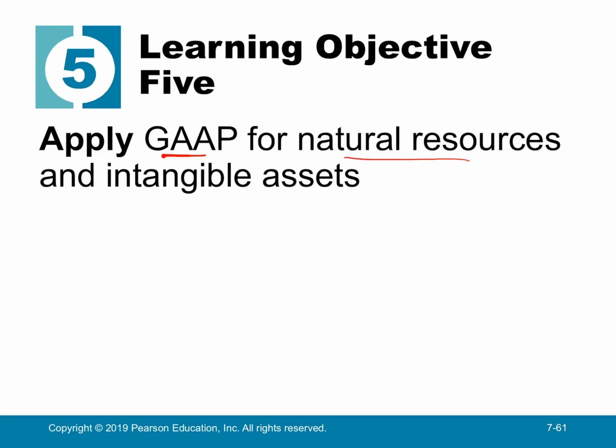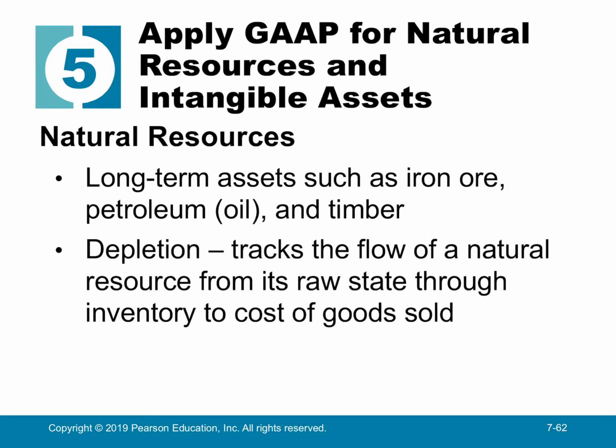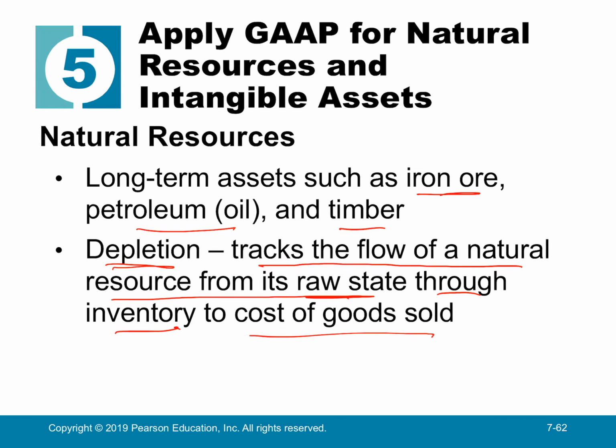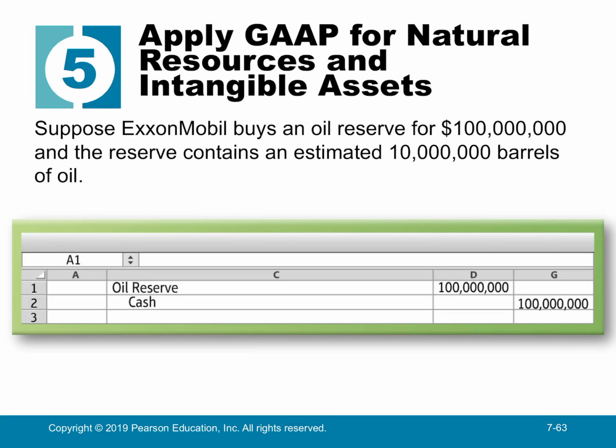Let's look at generally accepted accounting principles for natural resources and intangible assets. So natural resources, you can think of like iron ore, oil, timber, right? What we use here is depletion. Very similar to depreciation, but there are a couple key differences. Because here what we're doing is tracking the flow of a natural resource from its raw state through inventory to cost of goods sold. Let's do an example.